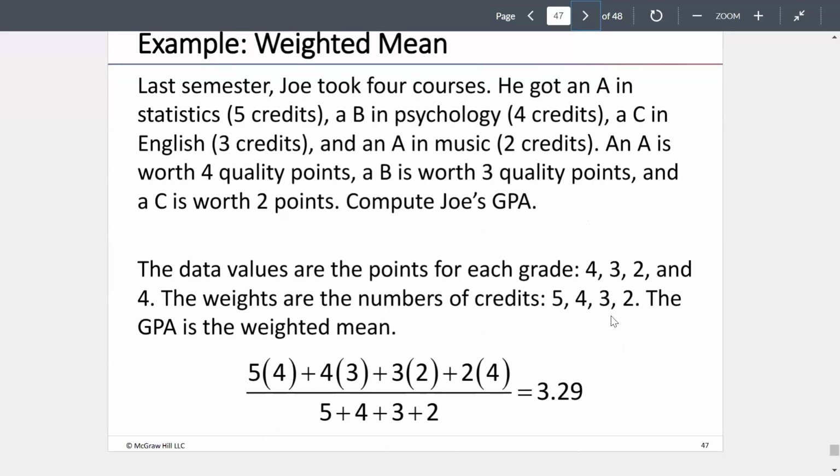Okay. So as an example here, last semester, Joe took 4 courses. He got an A in statistics, which is worth 5 credit hours. This is the weight that was assigned to the class. We decided that that class has a weight of 5 credit hours. In psychology, which is a 4 credit hour class, which is also the weight, a B, a C in English, which is also a weight of 3 credit hours, and an A in music, which had a weight of 2 credit hours.